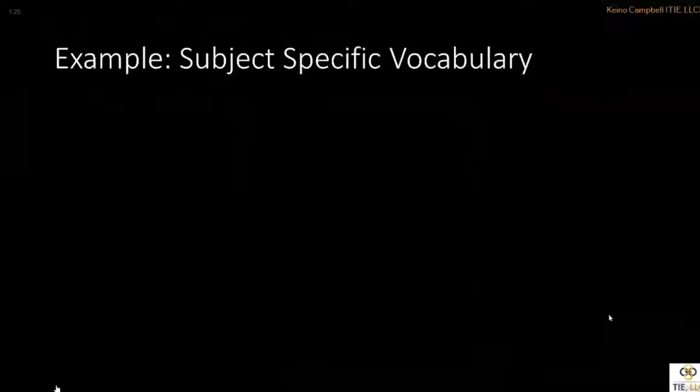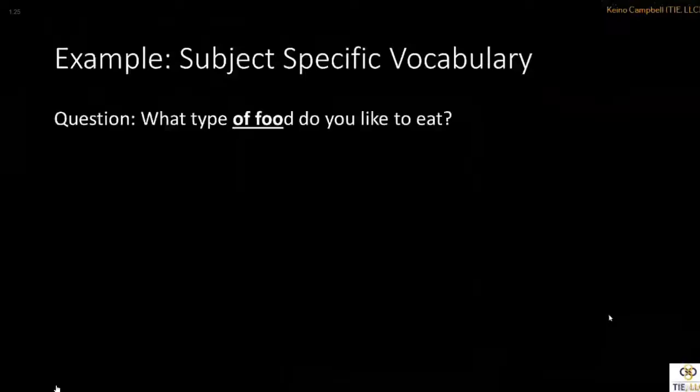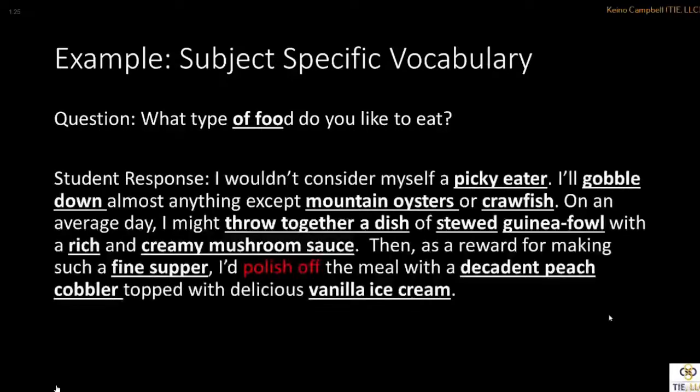Now, let's go ahead and talk about subject-specific vocabulary. What type of food do you like to eat? Here's a student response. I wouldn't consider myself a picky eater. I'll gobble down almost anything except mountain oysters or crawfish. On an average day, I might throw together a dish of stewed guinea fowl with a rich and creamy mushroom sauce. Then, as a reward for making such a fine supper, I'd polish off the meal with a decadent peach cobbler topped with delicious vanilla ice cream.